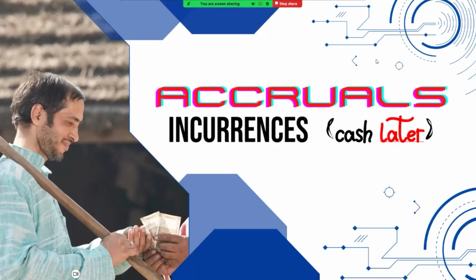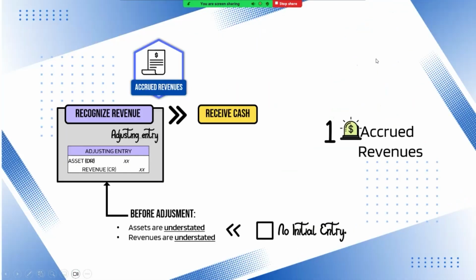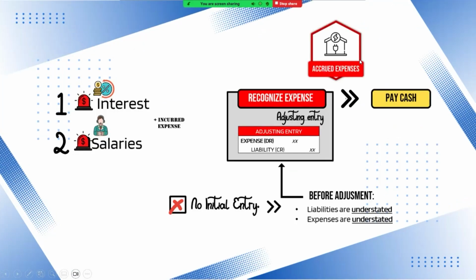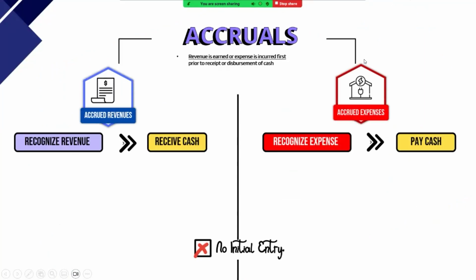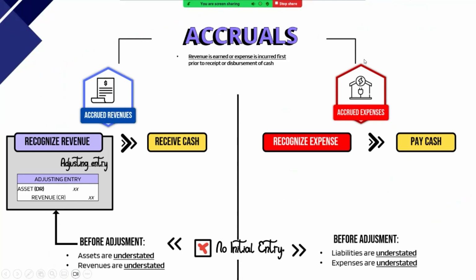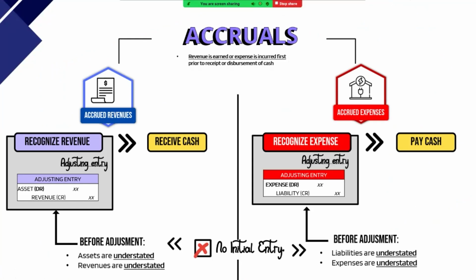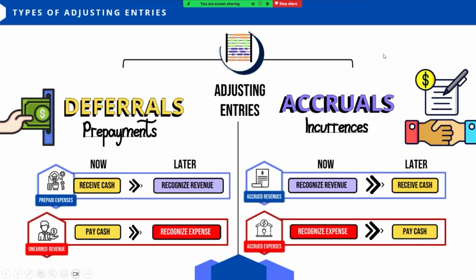The next would be your accruals or your incurrences. So you'll have your accrued revenues and your accrued expenses in the form of interest or even salaries. And basically, the idea is that you recognize expenses and revenues first, with cash later, wherein there are no cash components yet that have been affected.